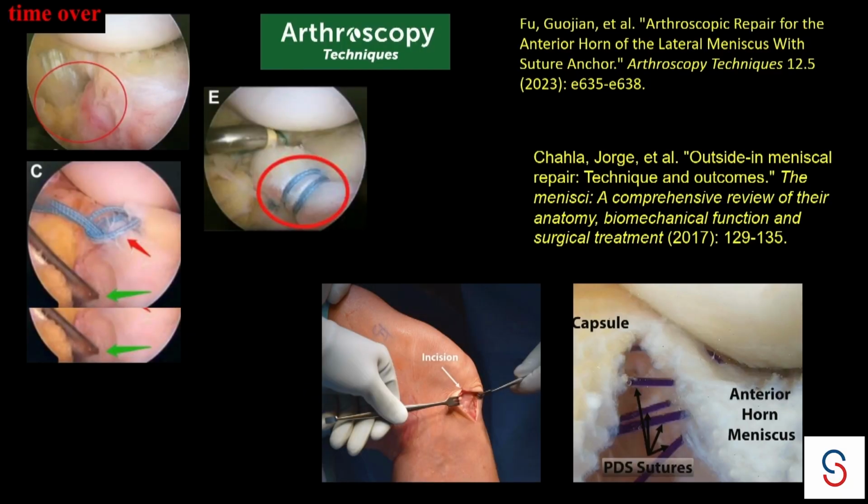Now, this is what we found. Here you are repairing this anterior horn with the help of a suture anchor. This is a 2023 article. And this is a classical Rob LaPrade's technique, outside in using PDS. The limitation here is a thin, flimsy capsule. You are not very sure what you are repairing. Plus, you have sutures which are just subcutaneous, and they sometimes can hurt.